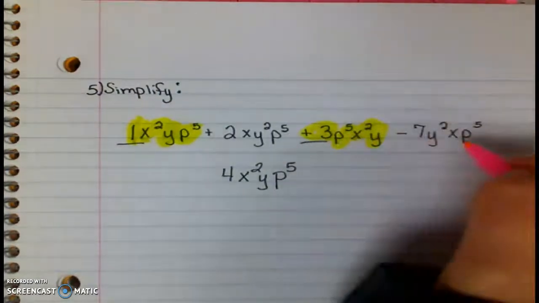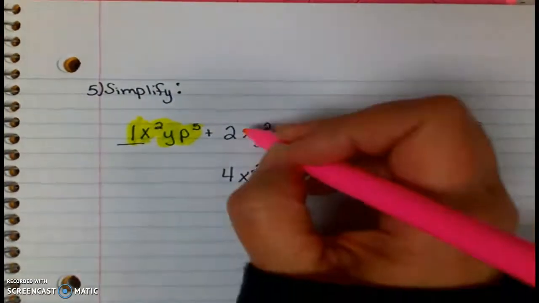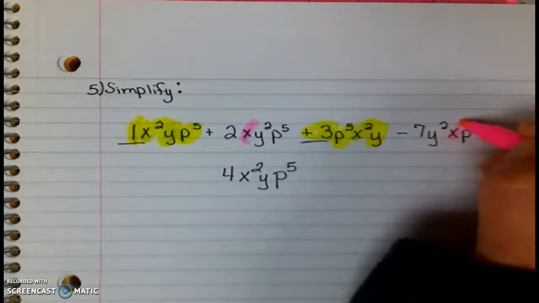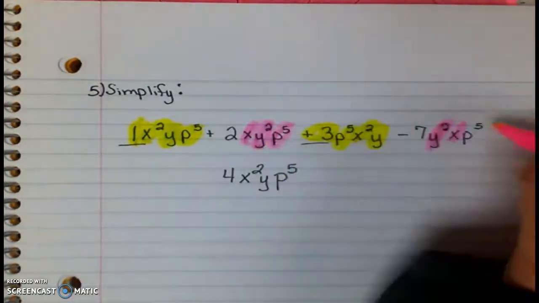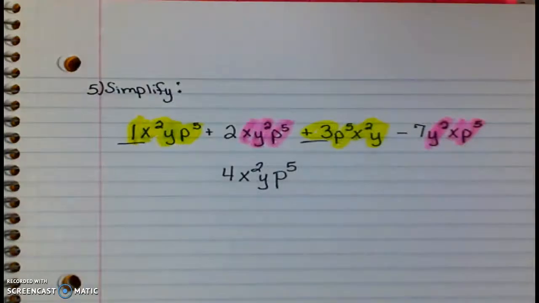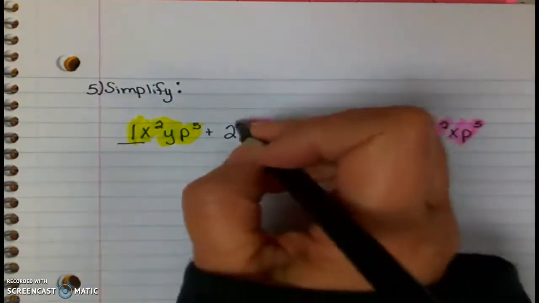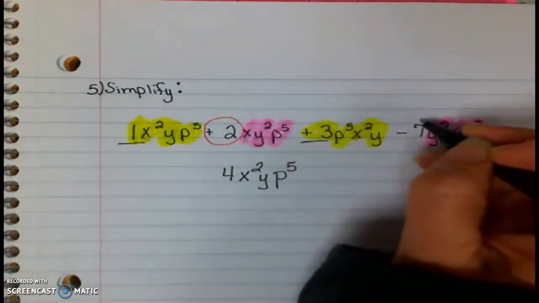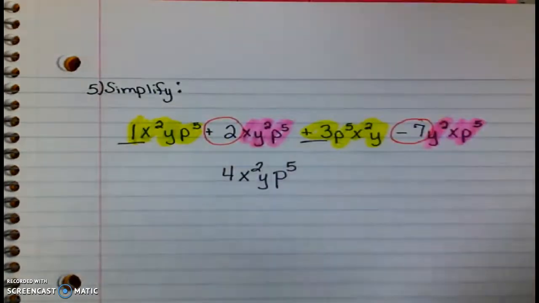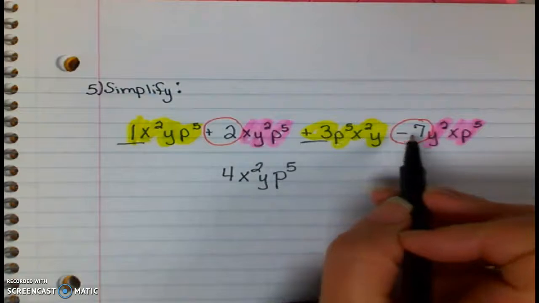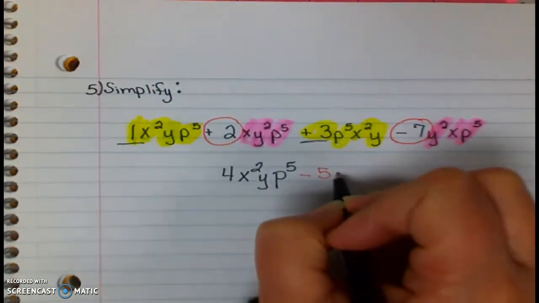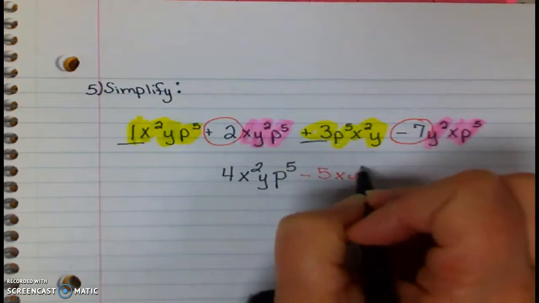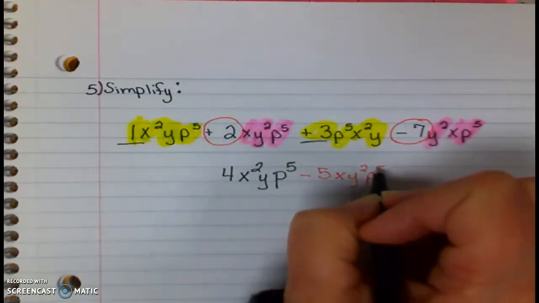Now, if I look at the last 2 terms that are there, the 2nd and the 4th term, you have x to the 1st, you have y squared in both of them, and you have p to the 5th. The order does not matter. The variables are the same, so all I have to do is add those coefficients together. Make sure you take the sign with it. So it is 2 minus 7, which is negative 5. And then your variables are x, y squared, and p to the 5th.